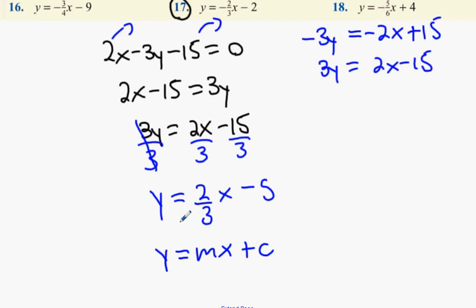So in a way it looks exactly the same structure. m is 2 over 3 and c is minus 5. So actually it is in the same structure.